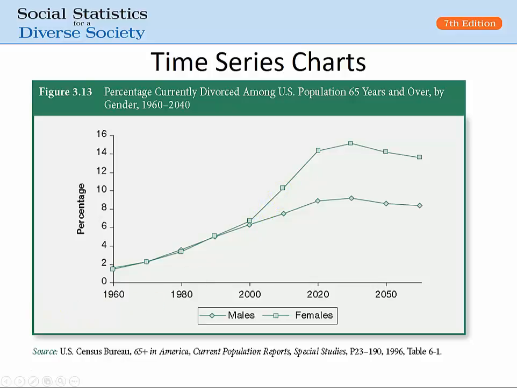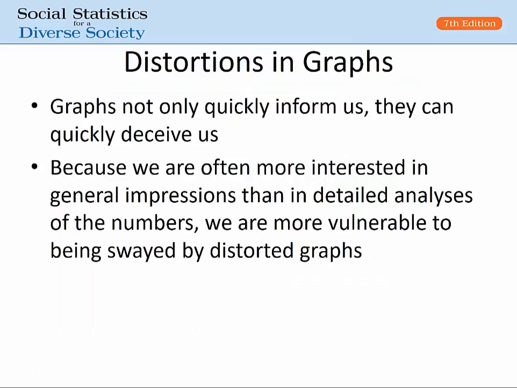And so that's a nice way that you can use a time series chart to look at change over time, and you can split it out by subgroups. So it could be by gender, it could be by age group, it could be by racial category. And again, just to reinforce that distorted graphs can be deceiving.